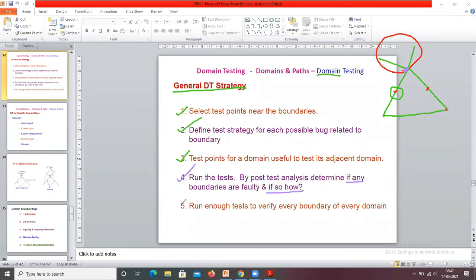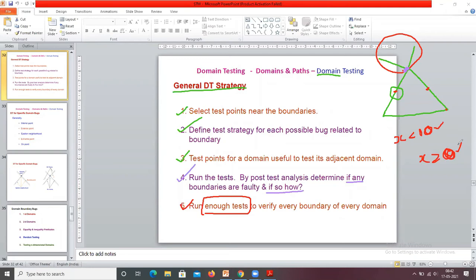So the next one: run enough tests to verify every boundary of every domain. Now you can observe these are the boundaries. For example, I am taking a variable x less than 10 and x greater than 0. In this, what are the boundaries? The boundaries are 10 and 0. These two are the boundaries, and you must check these two test cases.